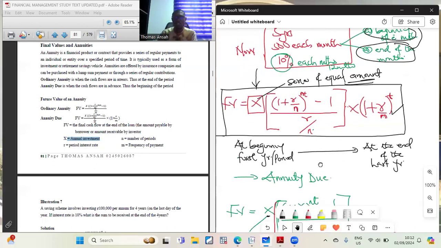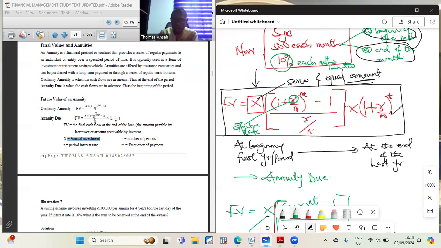Now, in that case, X is the series of equal payment. Rate, do you remember we learned the rate? Which type of rate is that? Since this one is compounding monthly, the R we are looking for is the effective rate. If it is compounding once a year, we can use the nominal. So get the difference between the two.